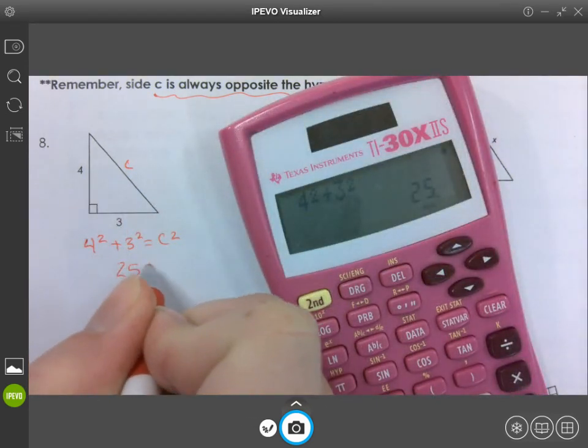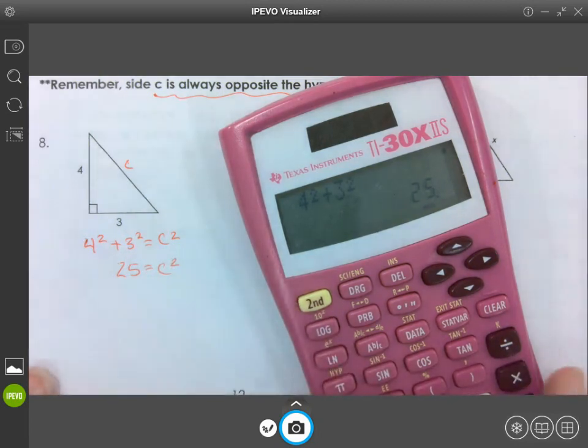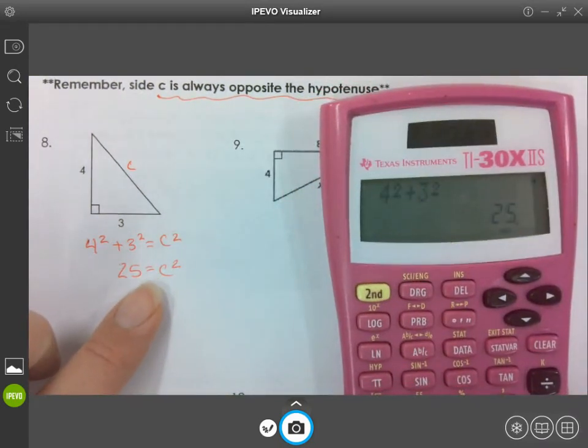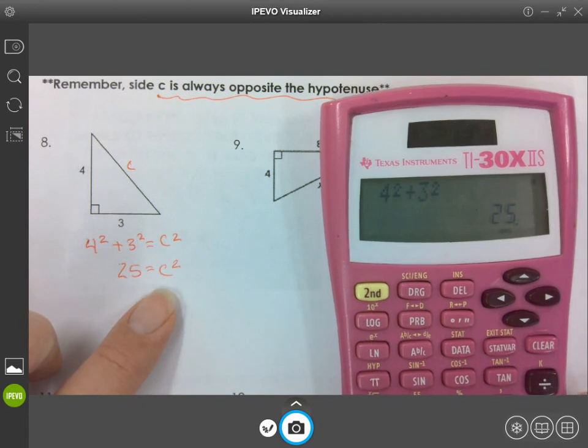Now, here's the deal. On the left, I have 25. On the right, I have C squared. How do you get C by itself? How do you get rid of a square? What's the opposite or the inverse?